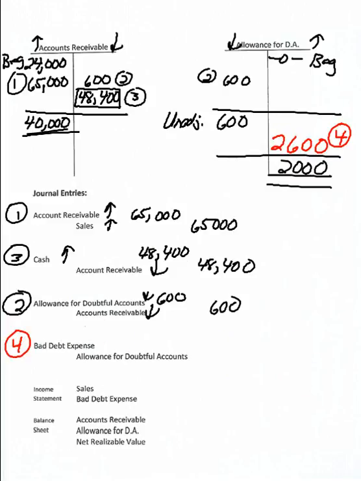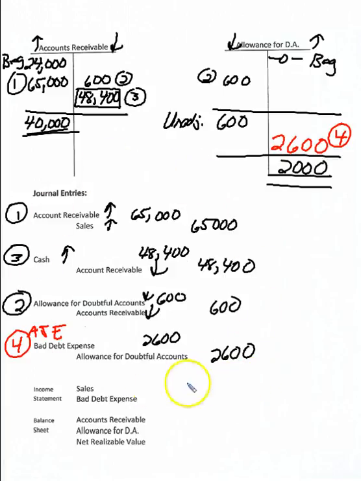Here is our adjusting journal entry, right? It's going to be an adjusting journal entry at the end of the accounting period for bad debt expense, right? A debit. A minus 600 plus 2,600 is a balance of 2,000. So we estimate $2,600 of bad debt expense.